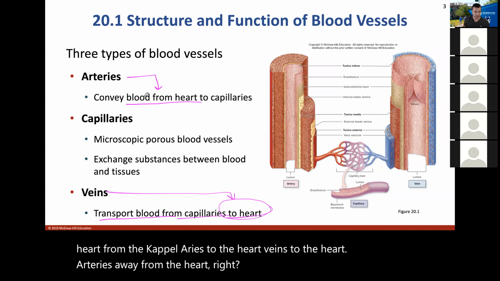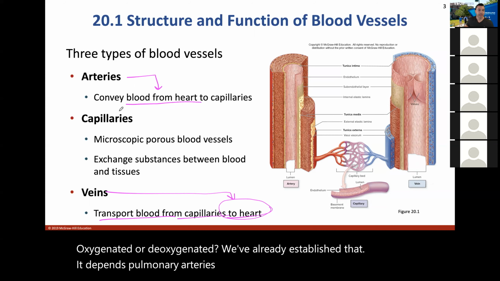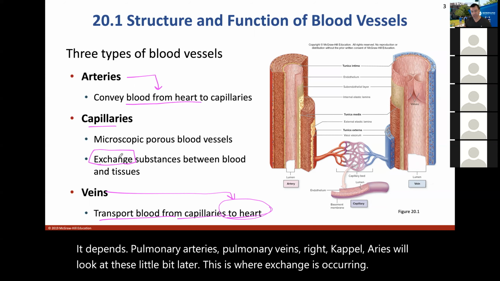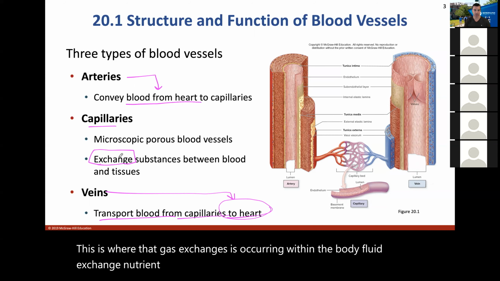Oxygenated or deoxygenated, we've already established that. It depends: pulmonary arteries, pulmonary veins, right? Capillaries, we'll look at these a little bit later. This is where exchange is occurring. This is where gas exchange is occurring within the body. Fluid exchange, nutrient exchange, gas exchange, waste exchange, the exchange process.